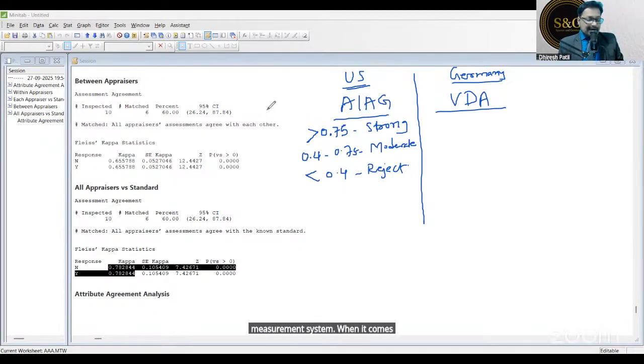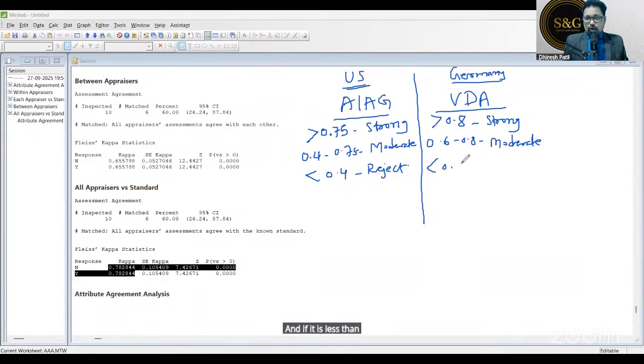When it comes to VDA, VDA says a little different story. It says if it is up to 0.8, so between 1 and 0.8, it is very strong. If it is between 0.6 to 0.8, it is moderate. And if it is less than 0.6, you can reject it. So VDA is a little stringent in the norms.